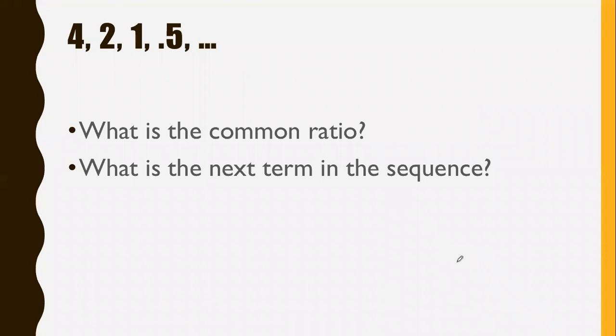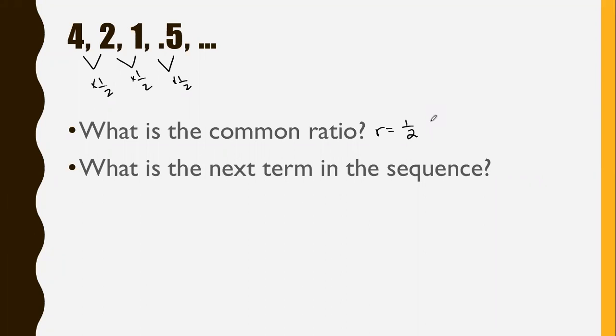For this example, this is a good example. 4, 2, 1. Multiplying by 1/2. There you go. So here I'm multiplying by 1/2, multiplying by 1/2, multiplying by 1/2. So my common ratio here is 1/2. And none of these ones will be divided. No. So you're always trying to figure out what you're multiplying by.